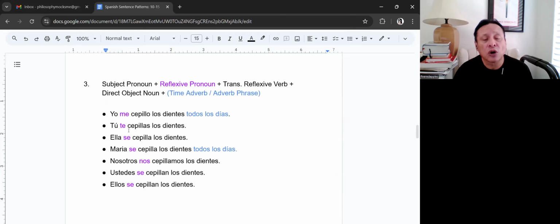Okay, yo, I, me, this is me, referring to me. I only need it because the verb requires it, not because I'm using it as an intensifier, not because I'm using it as a typically English reflexive pronoun. Yo me cepillo los dientes. Los dientes. Whose teeth? My own teeth, right? Because the reflexive pronoun is saying I'm doing something.